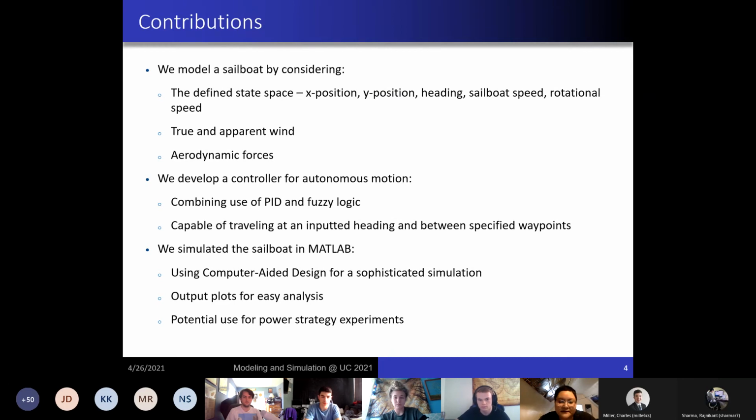And we simulated the sailboat in MATLAB using computer-aided design for a sophisticated simulation. This also outputted plots that were easy for analysis. And there's also potential use for power strategy experiments. Slide.